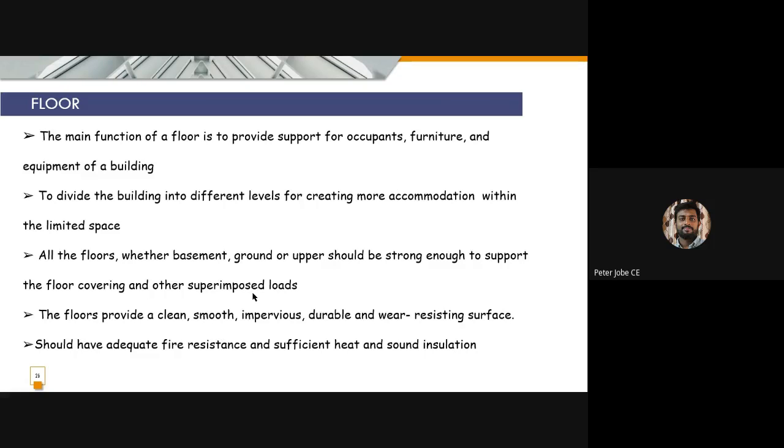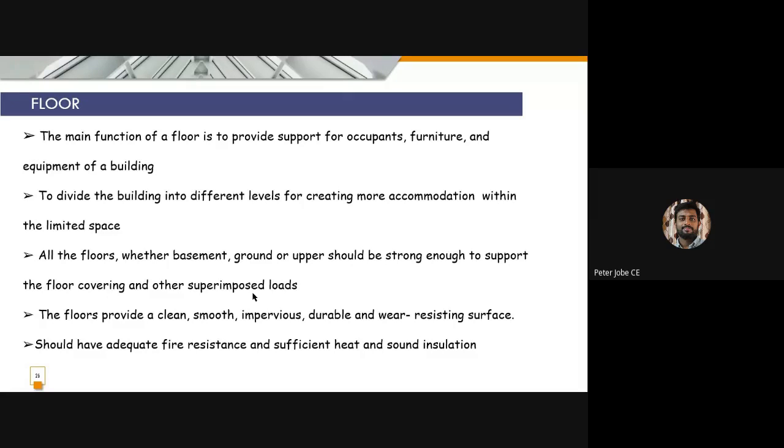What will happen if we construct a floor that is too slippery? That's a functional error. This floor should not be so slippery that people fall by slipping. So we need to take care of all those things. The floor finish that we provide should not be too slippery, and it should be clean. We should be able to clean it very easily, and it should be impervious. Impervious means it should not allow any liquids or any other water materials to impregnate into that floor surface. So our floor should be impermeable, durable, and water resistant.